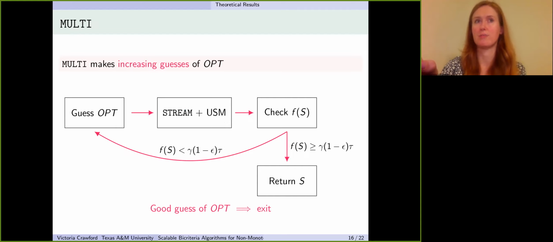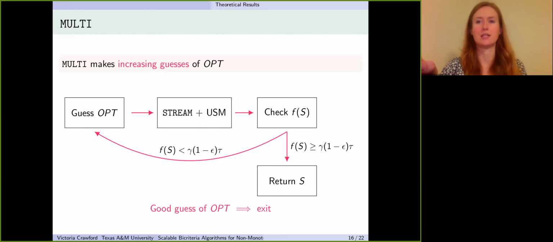The first algorithm for submodular cover presented in the paper is multi, and it uses stream as a subroutine. It's called multi because it makes multiple passes through the data set U. Each pass corresponds to a run of stream. Stream requires an input that's a guess of the optimal solution. So basically, multi is making increasingly large guesses of opt, running stream through the data set, looking at what sort of solution stream returns, and if it's good enough, then it finishes. If it's not good enough, then it makes another pass with an increasing guess of opt. So it's basically picking bigger and bigger sets.